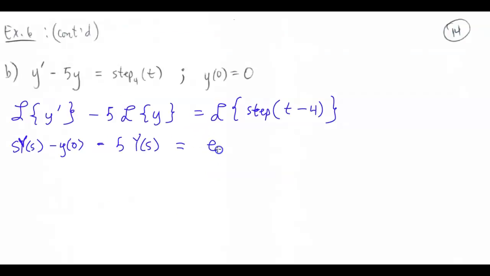So here this will be e raised to the alpha, and of course my alpha here is going to be 4, so e to the 4s, all that divided by s. So e raised to the negative alpha s, all that divided by s. And notice here that our initial condition, y of 0, is equal to 0. So we're going to go ahead and substitute that in. So now this just gives us s Y of s minus 5 Y of s. So we could factor out Y of s out of both terms.